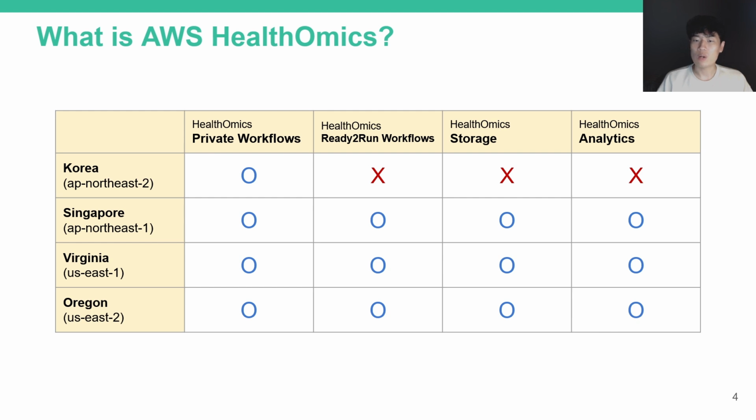So first, private workflows is for running your own custom workflows, whether it's your own script or one from a community like NF Core. And next is ready-to-run workflows. This is a collection of workflows which AWS has already built and optimized. We'll be skipping them for now. And next is storage. It's a special and cost-effective storage solution designed for the files we use in bioinformatics. And finally, analytics. This transforms and loads your data into stores where you can query using Amazon Athena.